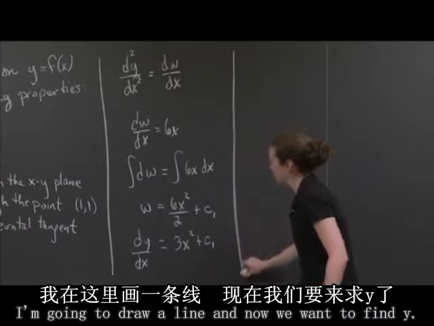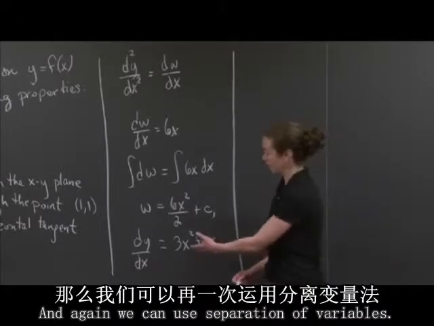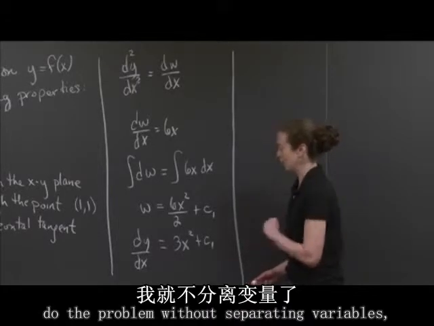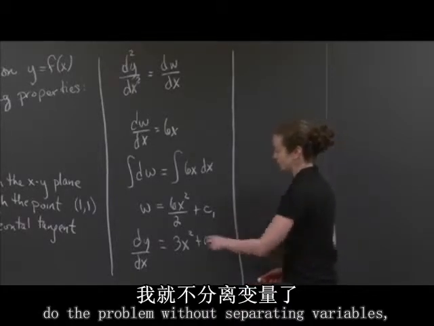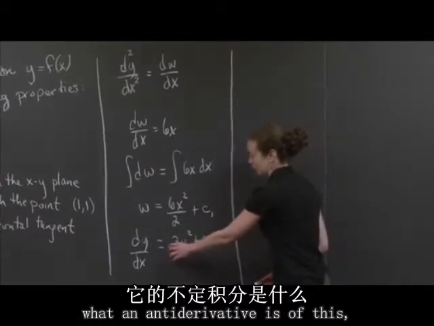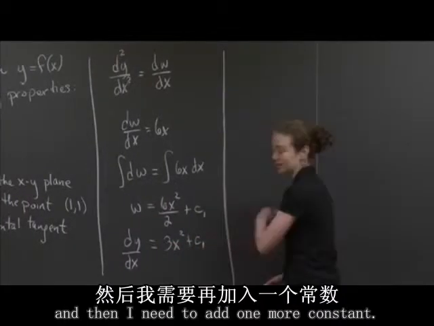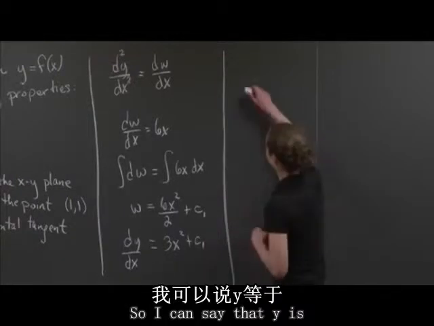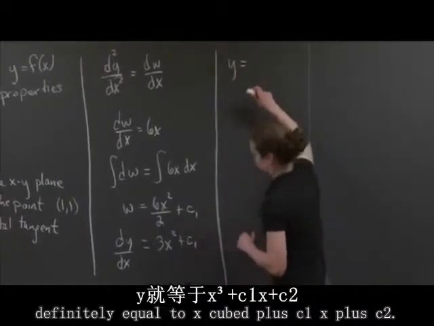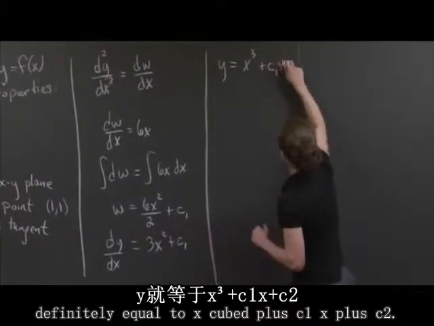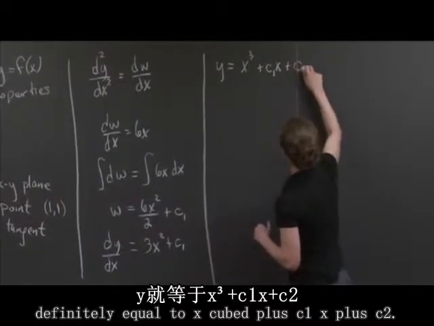I'm going to draw a line, and now we want to find y. And again, we can use separation of variables, or this time I'm just going to do the problem without separating variables because I actually know what an antiderivative is of this, and then I need to add one more constant. So I can say that y is definitely equal to x cubed plus c1x plus c2.